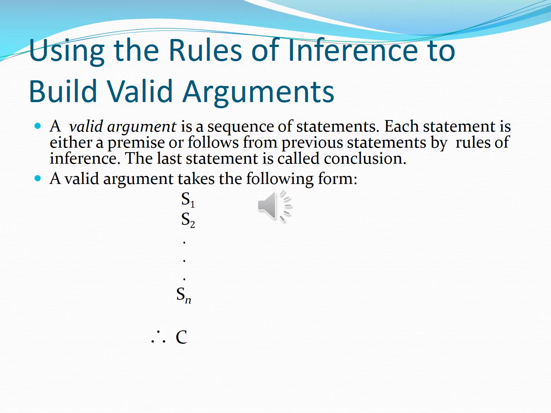Using the rules of inference to build valid arguments. A valid argument is a sequence of statements. Each statement is either a premise or follows from previous statements by rules of inference. The last statement is called the conclusion. A valid argument takes the following form. So you start with premise 1, premise 2, all the way to the final conclusion.